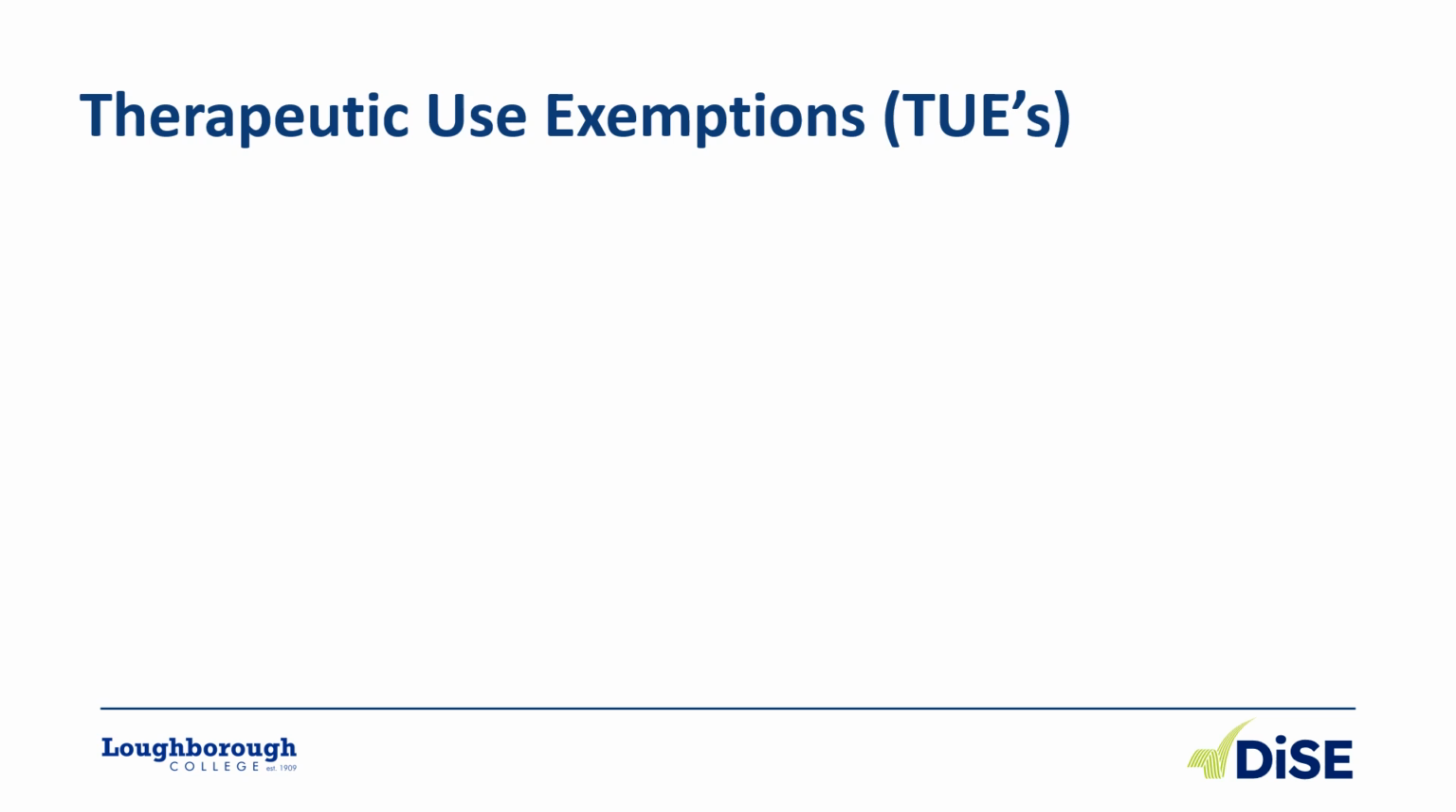Now, you might also be thinking, well, what would happen if I was given medication during an emergency that was on the prohibited list? Well, in this situation, what you can do is apply for something called a retroactive TUE. And it basically just means once you are recovered from the emergency and well enough, you would then apply for a TUE retrospectively, and you'd get one that way.